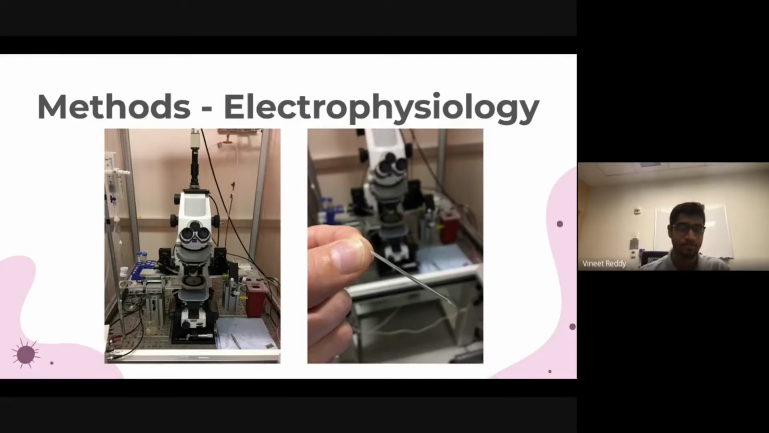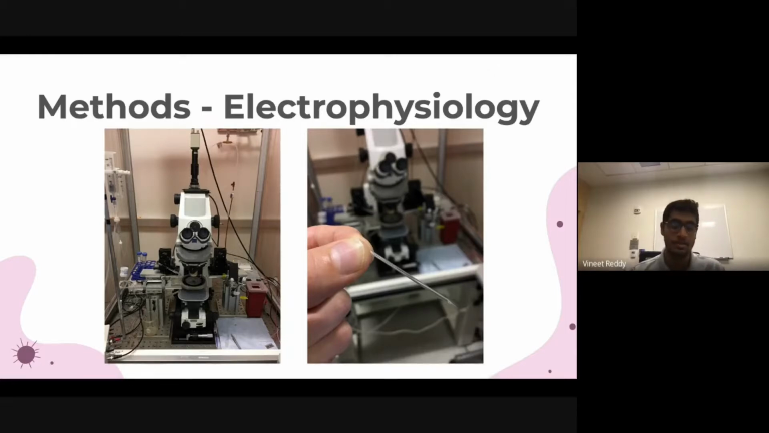Once we place a brain slice in there, we run a solution, the same cerebrospinal fluid that runs in your own brain and spine. We make an artificial version of it to allow the brain slice to exist in somewhat the same environment that it would exist in a mouse itself. So we run artificial cerebrospinal fluid over the brain slice.